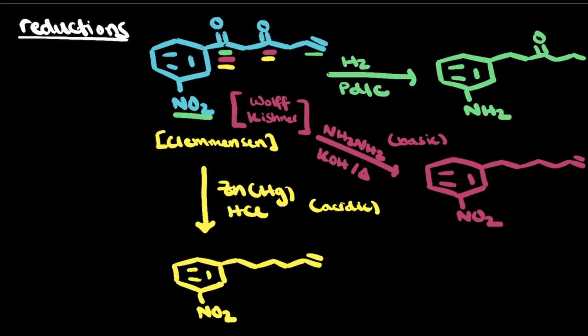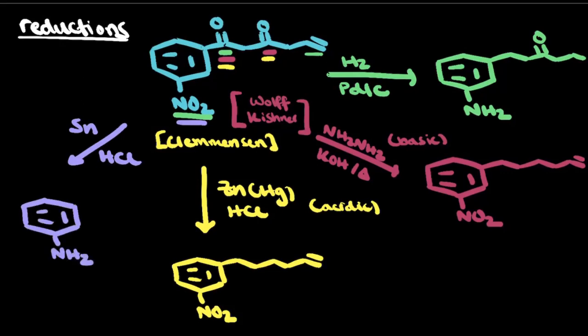Lastly, we have another one that's a little lesser discussed, but still very useful. And that is tin and hydrochloric acid. Anyone remember what that does? It's nitro specific. Yep, it is nitro specific. It'll only reduce the nitro group. It will reduce that into the amine. Everything else remains. All right, beautiful. Any questions on the reductions?